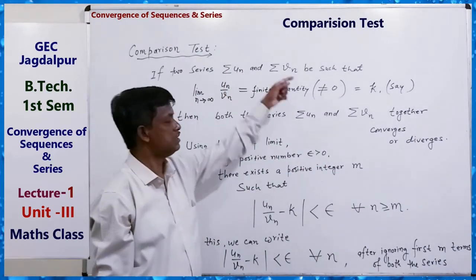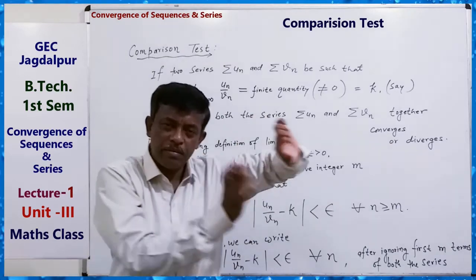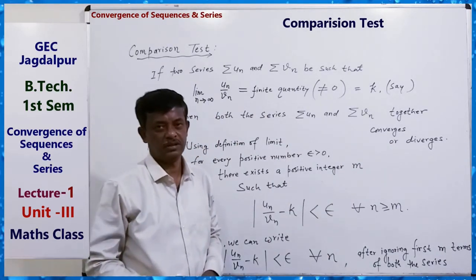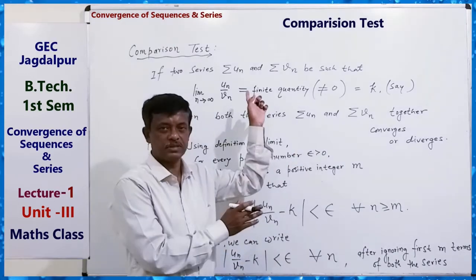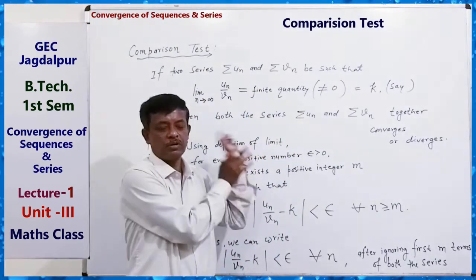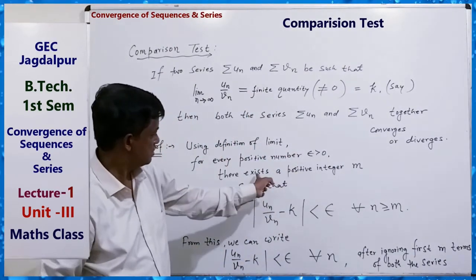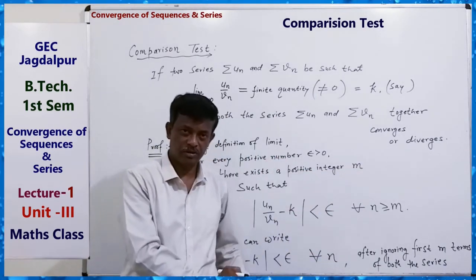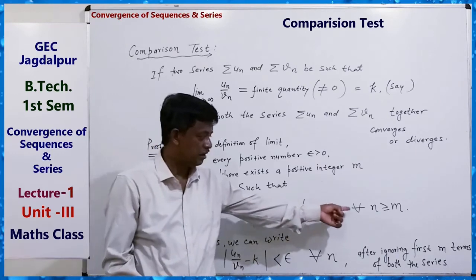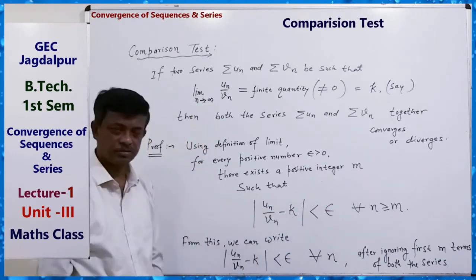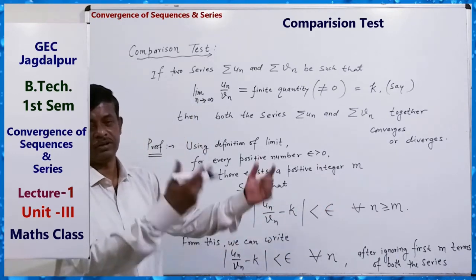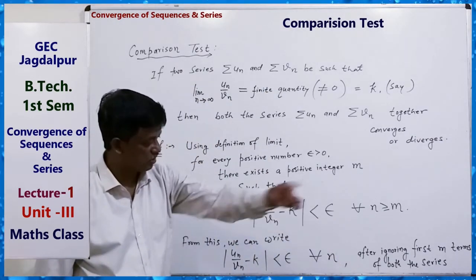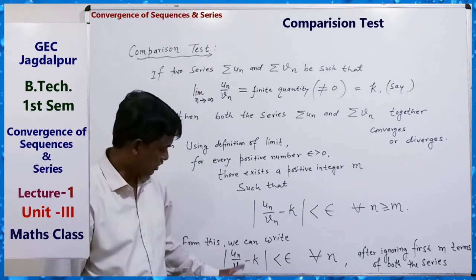From both the series, if we ignore the first m terms, 1, 2, 3, 4 up to m terms, in the positive term series, we can ignore some different number of terms. So m is an existing number, and m terms we ignore. Then for all n, this relation is true. We can do this for convergence and divergence of infinite series. So after ignoring the first m terms of both series, we can write like this.